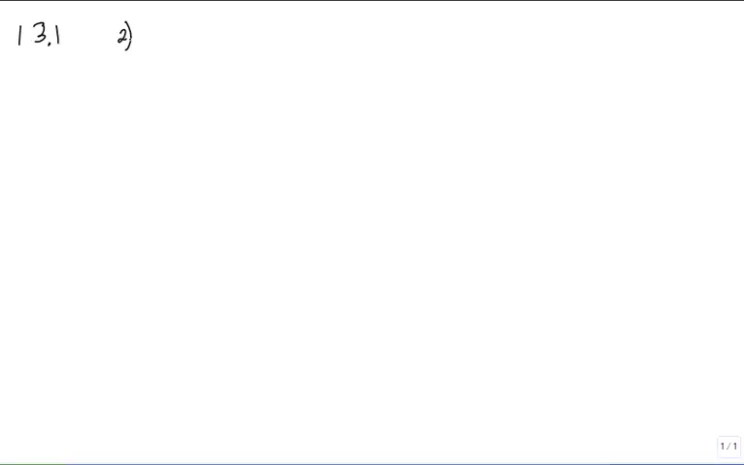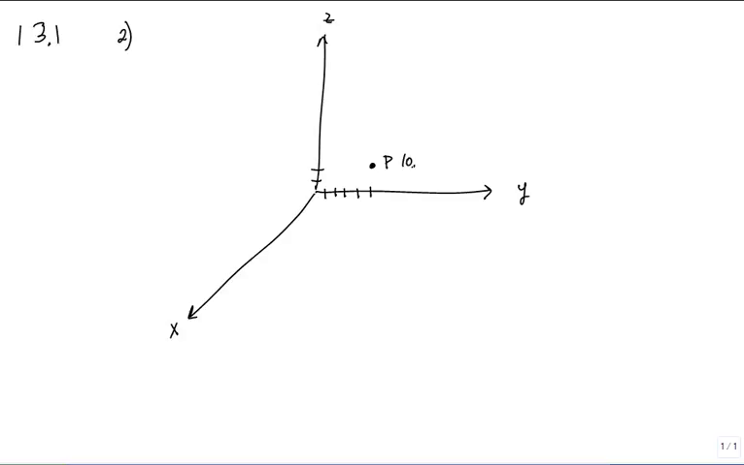13.1. Let's look at number 2 in the homework. We're going to sketch some points. This is Z, Y, X. Our first one is 0, 5, 2. So we don't go anywhere on the x-axis. We go 5 on the y and 2 on the z. So our first point is 0, 5, 2.